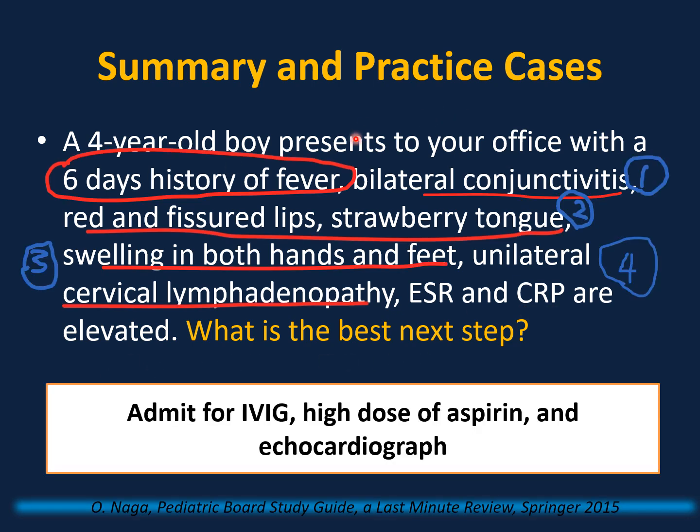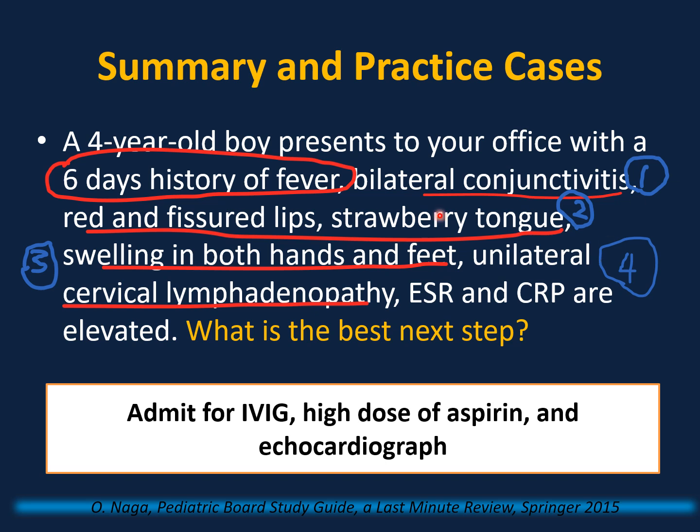So the key points here in this case, we have a fever for more than 5 days. Number 1, we have bilateral conjunctivitis. Then we have changes in the mouth, which is number 2, swelling in both hands and feet, so we have number 3, and we have number 4, cervical lymphadenopathy.